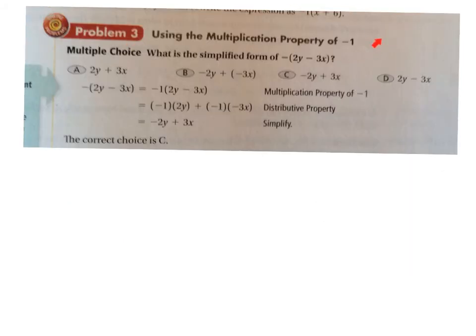Using the multiplication property of -1, what is the simplest form of this? In other words, you're distributing a -1. Remember, there's a secret -1 right there. So in this case, it just becomes -2y plus 3x because negative times negative is positive. Or in this case, you could flip them around. It could become 3x minus 2y, but right there is what we're looking for. Simplified form for each of these, distributing a -1 in each case.